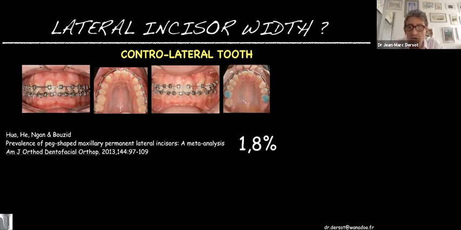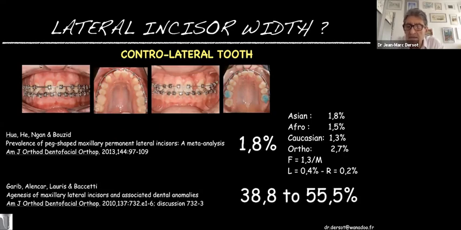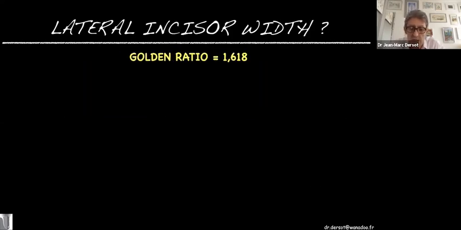But when you have an agenesis on one side, on the other side, as you can see, there is a huge number of peg-shaped maxillary permanent lateral incisors, about 38 to 55%. So thinking immediately that you can calculate the width of the agenesis lateral by considering the contralateral tooth, sometimes it's impossible to use the contralateral tooth. So a lot of proposals have been made.